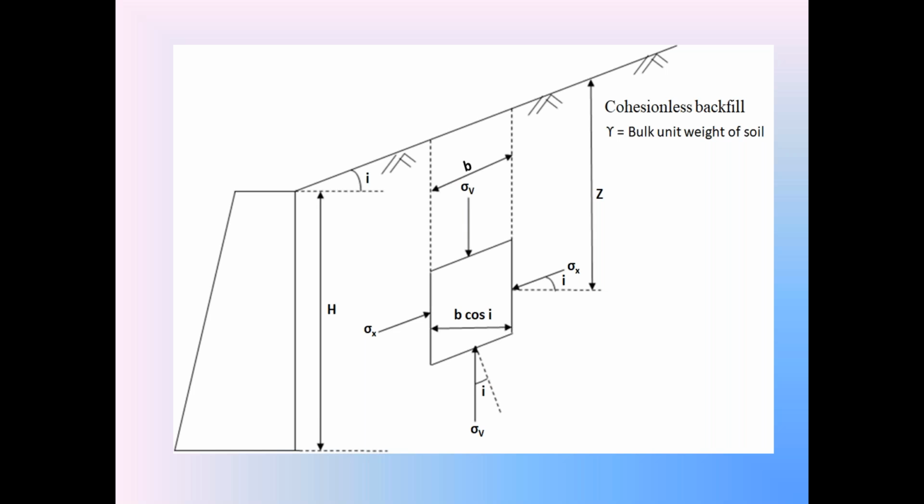Now, in order to prepare the equation of active earth pressure for this inclined surface of the backfill, consider this soil element subjected to the horizontal principal stress sigma 3 in this direction.